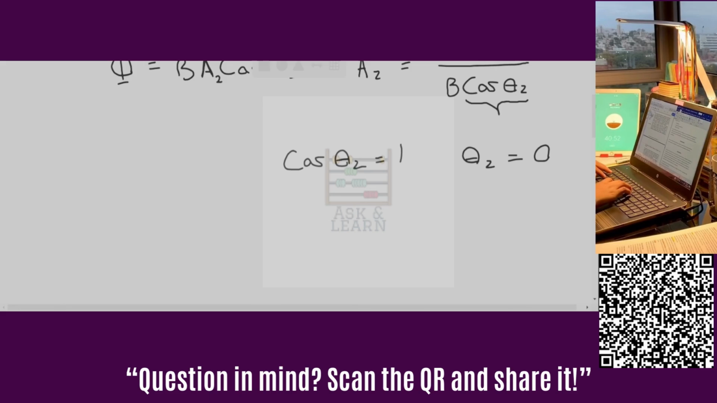So the smallest area would have to be just the flux over B. So A2 small is just the flux over B. And of course, we have both of these values. If we plug them in, we get that the smallest value for the area we can have is 0.018 meters squared.